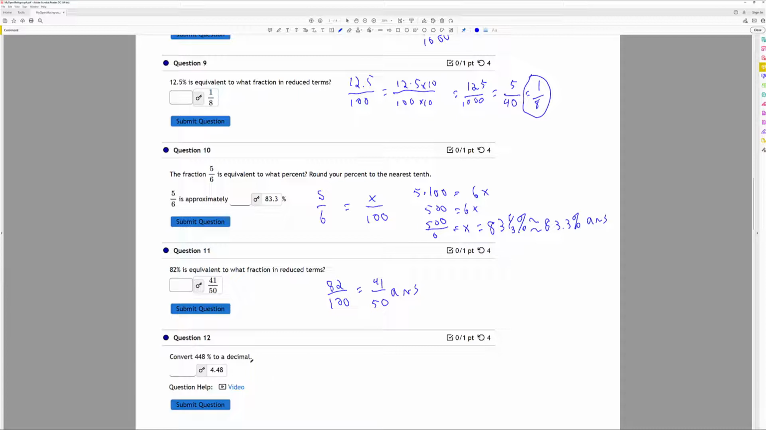Convert 448% to a decimal. I can shift it 2 places to the left, 1, 2. It's the same thing as 4.48.